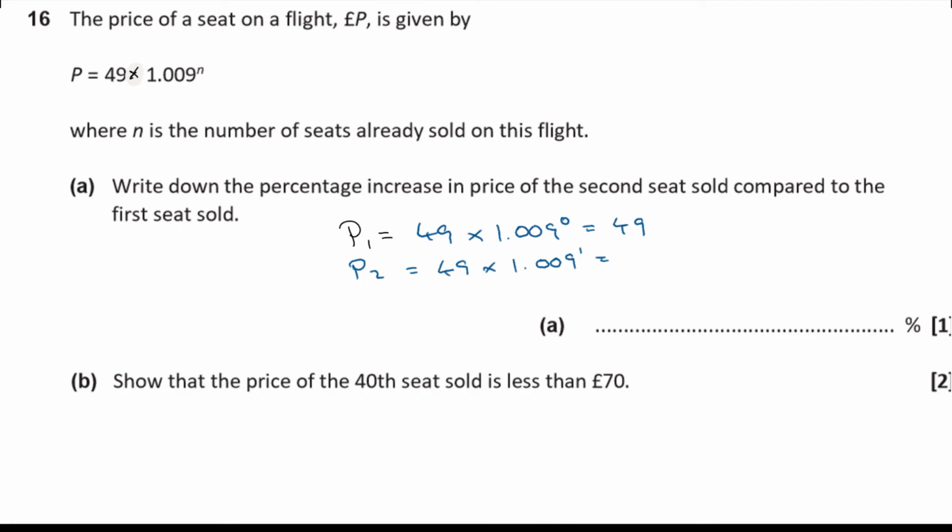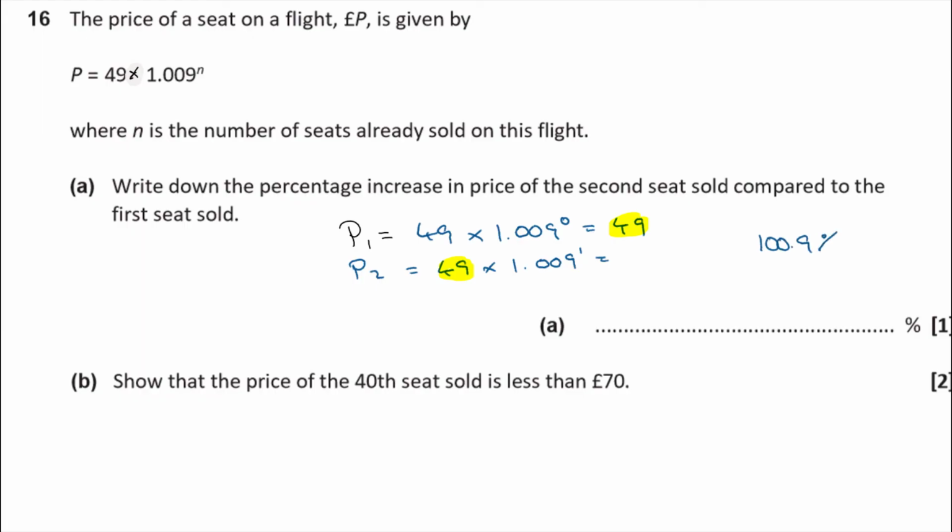So you can see that's going to be 1.009 times bigger than the price of the first ticket. The first ticket is 49, the second ticket is 49 times 1.009. So what is the percentage increase for the second ticket? 1.009 as a percentage would be 100.9%, wouldn't it? So what is the percentage increase? If it's gone from 100% to 100.9%, that's a 0.9% increase from ticket 1 to ticket 2.